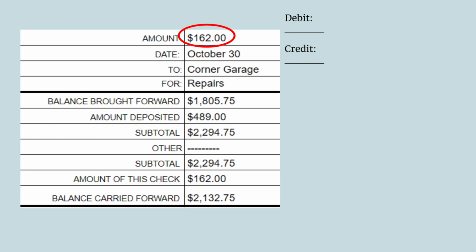And it says on here that we paid for repairs. So our debit is going to be repairs expense. And because we paid with a check, that is exactly the same as cash. So our credit is going to be cash. So again, debit to repairs expense and credit to cash.